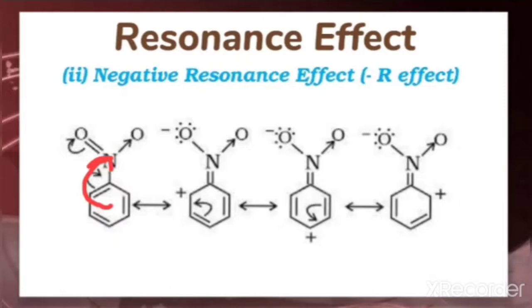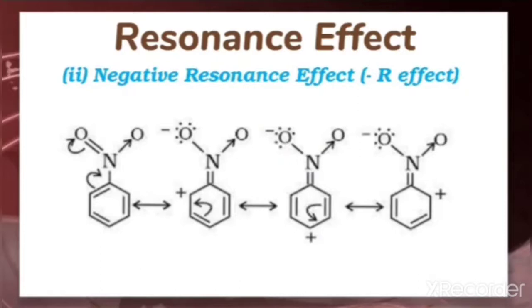Which is the substituent here? The NO2 group is the substituent here. So here the shifting or the displacement of electrons is taking place away from the conjugated system, that is, towards the substituent. Because of this, the positive charge is developed on the ring, which you can see at the ortho position and para position. Here the positive charge is developed, and the negative charge is developed on the substituent. So that's why it is called minus R effect.